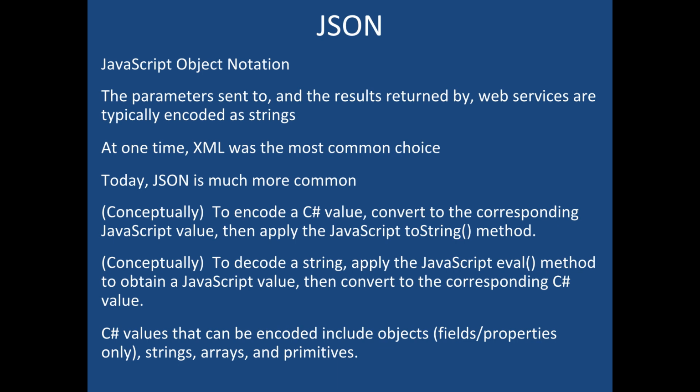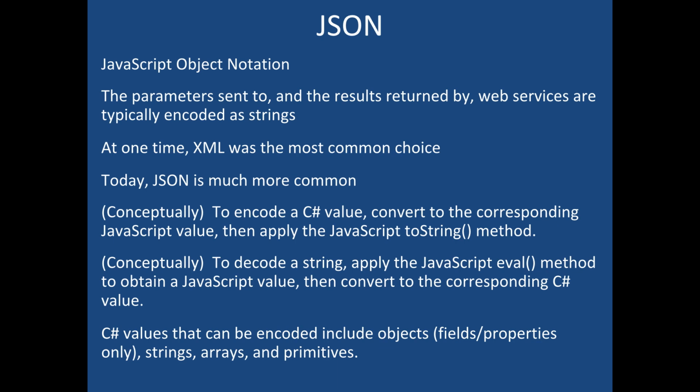Conceptually, JSON stands for JavaScript Object Notation. So it sounds kind of weird to be using JavaScript object notation in a C# program. But conceptually, you take a C# value, like an object or a list of objects or a string or an integer, and convert it to the corresponding JavaScript value. If you have an array of integers, you turn it into a JavaScript array of integers. Then you use the JavaScript toString method to convert it to a string, and that string is what's sent as the JSON response to a request.